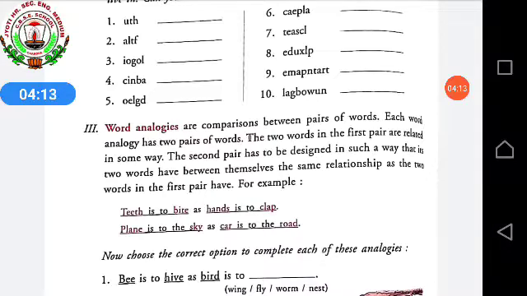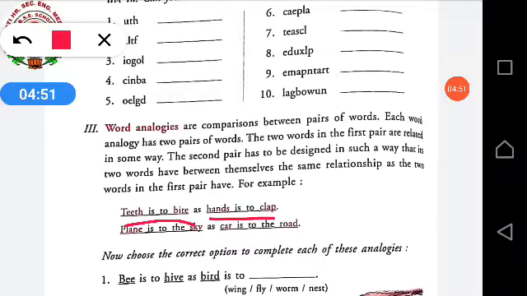Word analogies are comparisons between pairs of words. Each word analogy has 2 pairs of words. The 2 words in the first pair are related in some way. The second pair has to be designed in such a way that its 2 words have between themselves the same relationship as the 2 words in the first pair have. For example, word analogies are the comparison between pairs of words. Like see, these are the pairs of words. Teeth, bite, hands, clap. So they are the pairs of words.